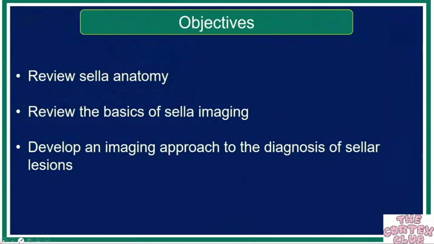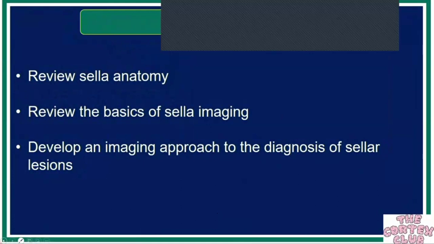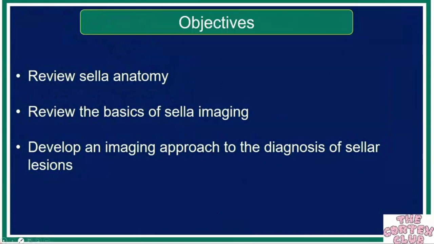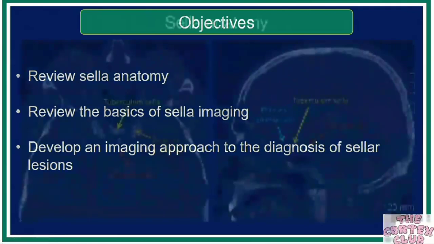We'll review the basics of cellular imaging, what the different modalities are, and then develop an imaging approach to diagnosis of cellular lesions. When we see a cellular lesion, what do we think? If it's a cystic lesion, what do we think of? If it's a solid lesion, what do we think of? If we see calcifications, what do we think of? We're going to be talking a little bit about all of these things.